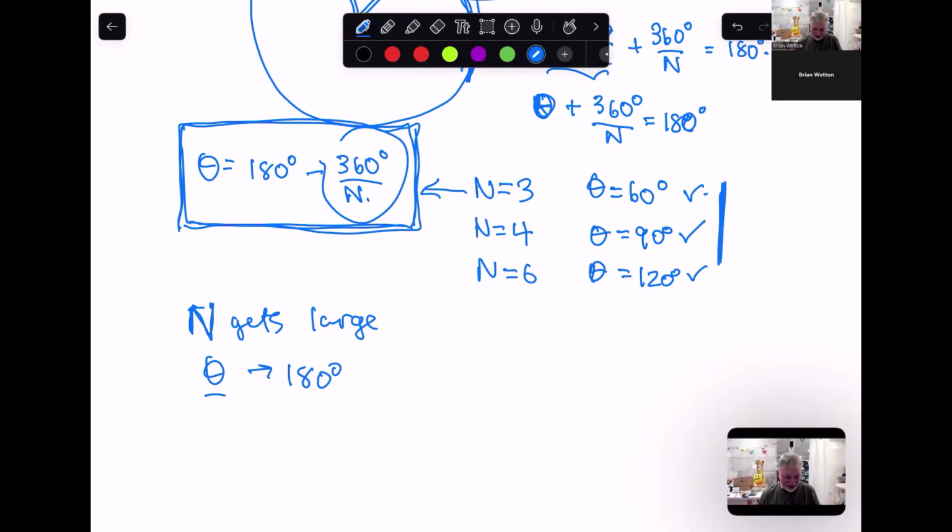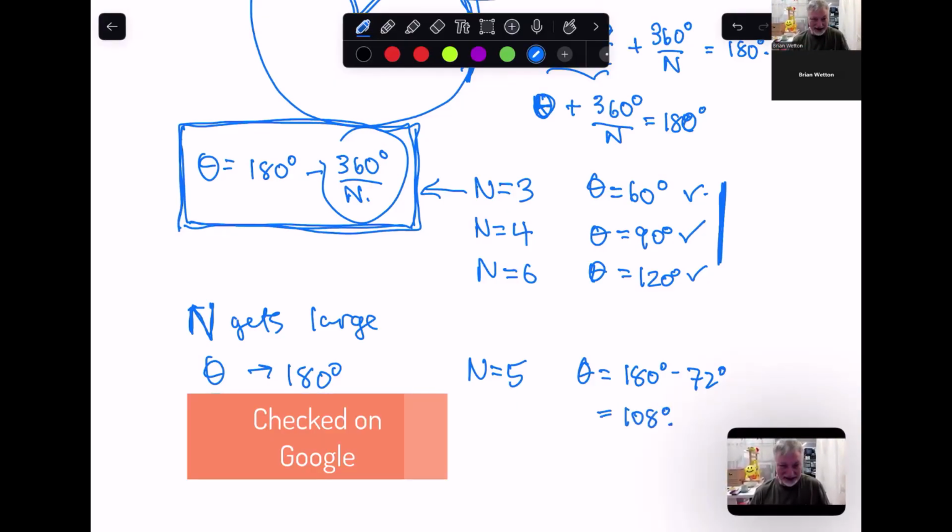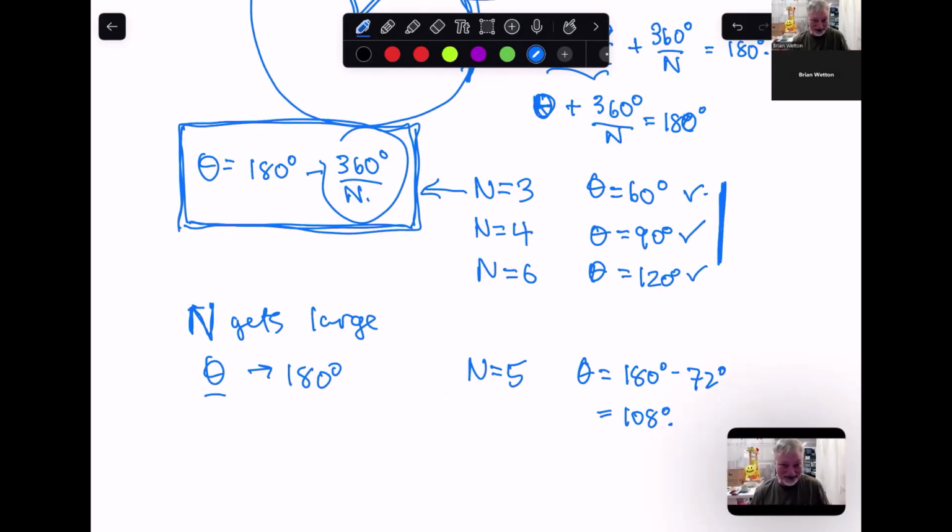Okay, maybe I should try and work out the n equals 5 one. Okay, let's see. If I take 360 degrees and divide by 5, I'm going to say that's 72. So theta is 180 degrees minus 72 degrees, which should be 108 degrees. And I'm going to go and check and make sure that's right before posting this video.